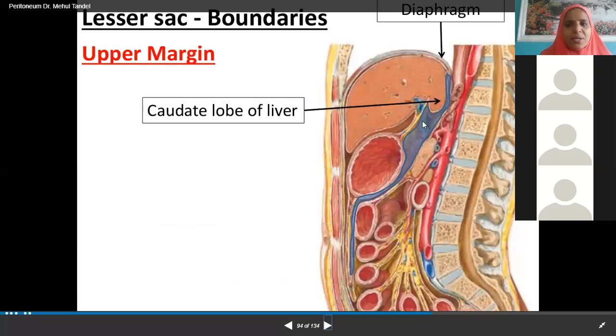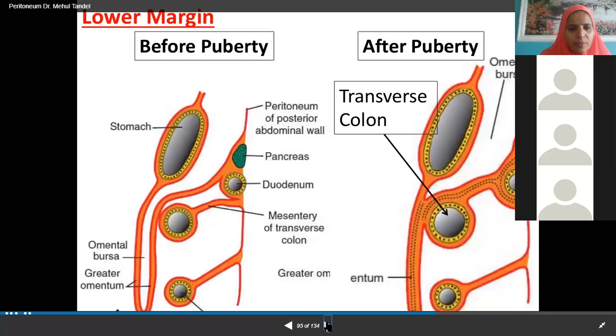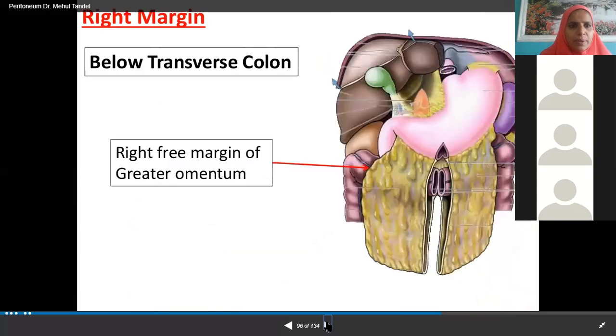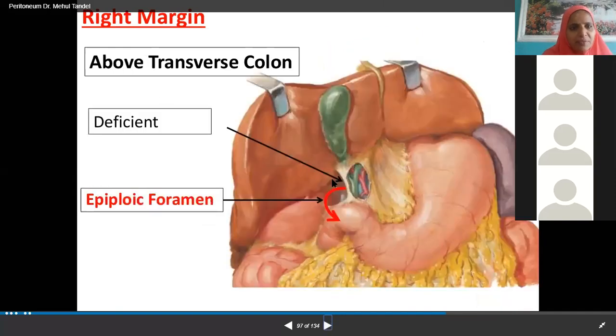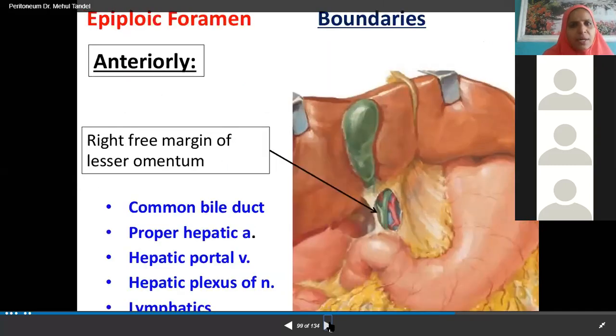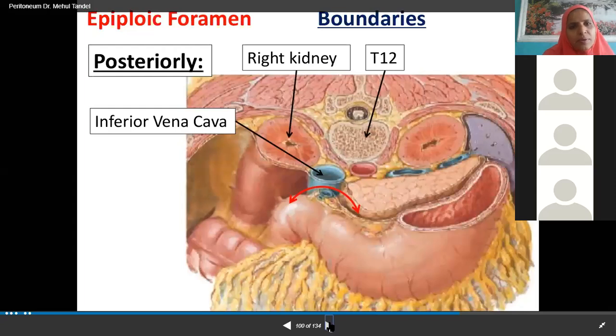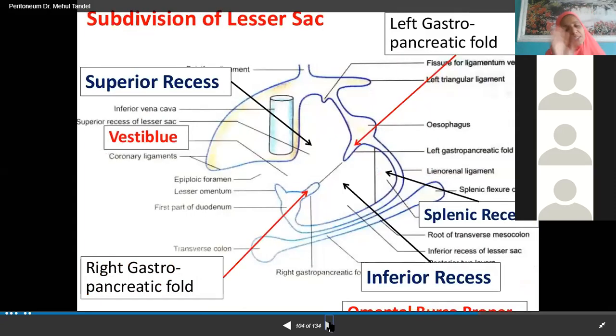So what is this? The upper margin of the lesser sac is bound by this lobe of the liver, which is the caudate lobe. Okay. So below we have this transverse colon. Okay. So that is the right free margin. I told you the greater omentum will end here to continue as transverse mesocolon, isn't it? So the right margin is actually deficient. We know it is nothing but an opening. Okay, this I told you very well. I'm not going to repeat now. Okay, epiploic foramen.